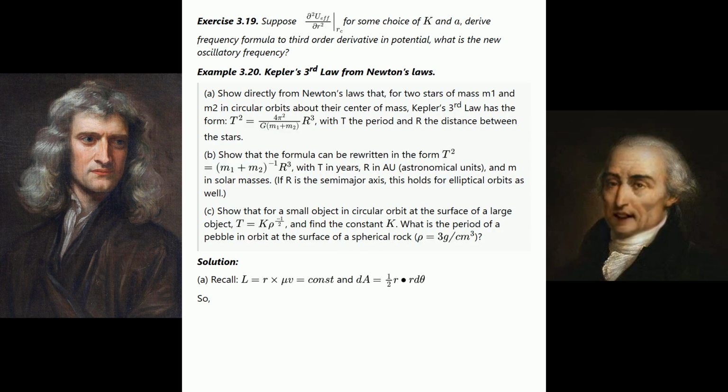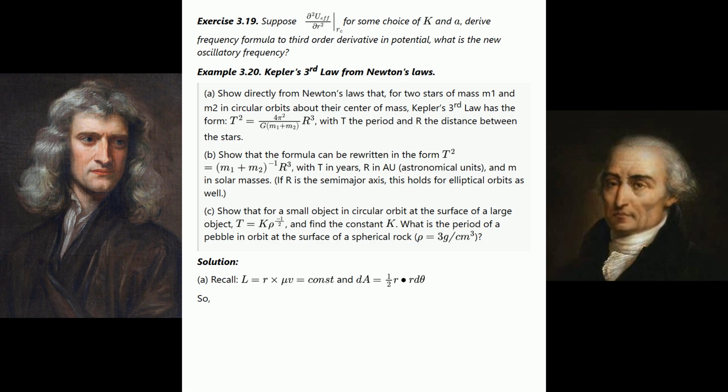Exercise 3.19. Suppose the second partial derivative of U sub eff with respect to r squared, evaluated at r sub c, vanishes for some choice of k and a. Derive the frequency formula to third order in the derivatives of the potential. What is the new oscillatory frequency?